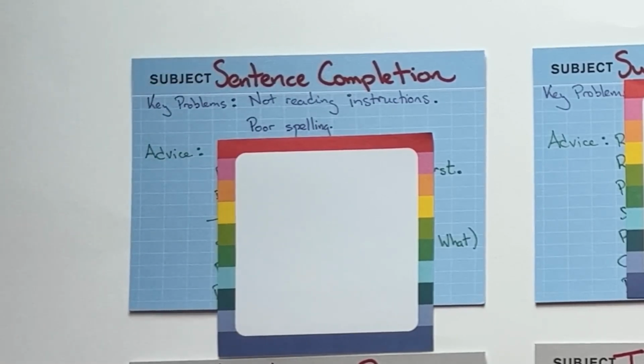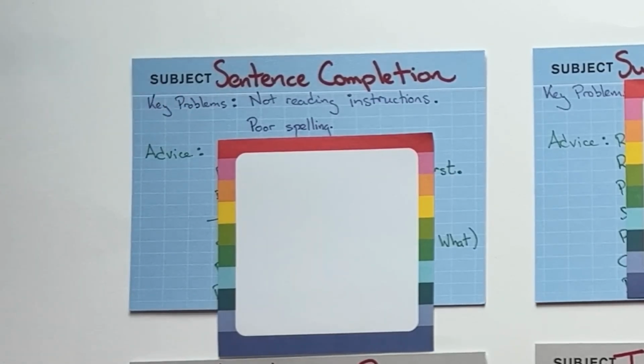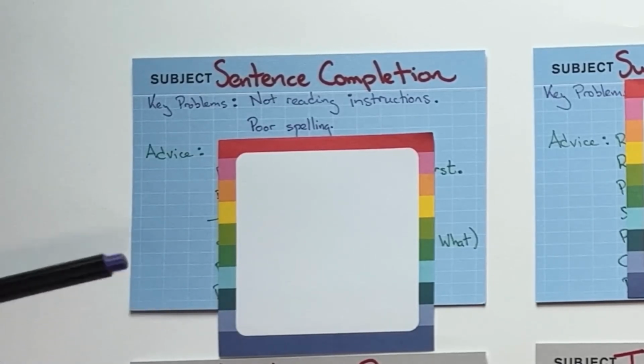So not reading the instructions, this is just something that lots of students have a problem with, and it's an easy fix. It is getting into the habit of really paying attention to the instructions, understanding what the instructions are saying, and then following that information. And then poor spelling, this is because this is one of the types of questions that you are not picking like A, B, C, or D. You actually have to take words from the text and write them out. So if one letter is wrong, the whole answer is wrong. So make sure that you are paying attention to spelling.